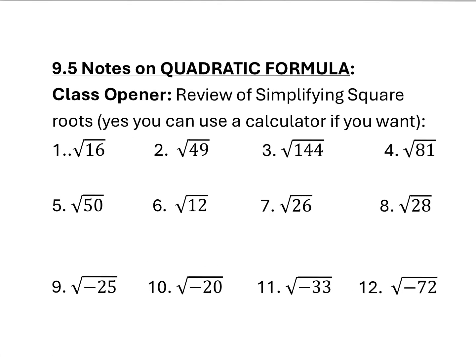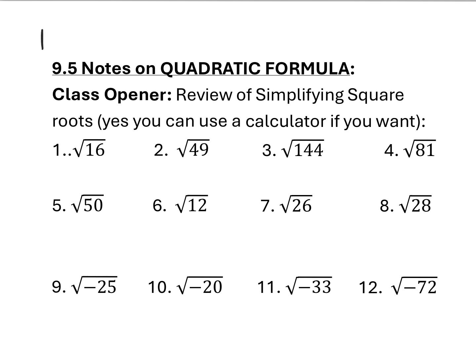Right here on the opener, it says review of simplifying roots. And yes, you could use a calculator if you want, but sometimes calculators are missing and you might not have one. So if you don't have a calculator, you're going to have your perfect square number list. And it'd be a good idea to jot it down right now.